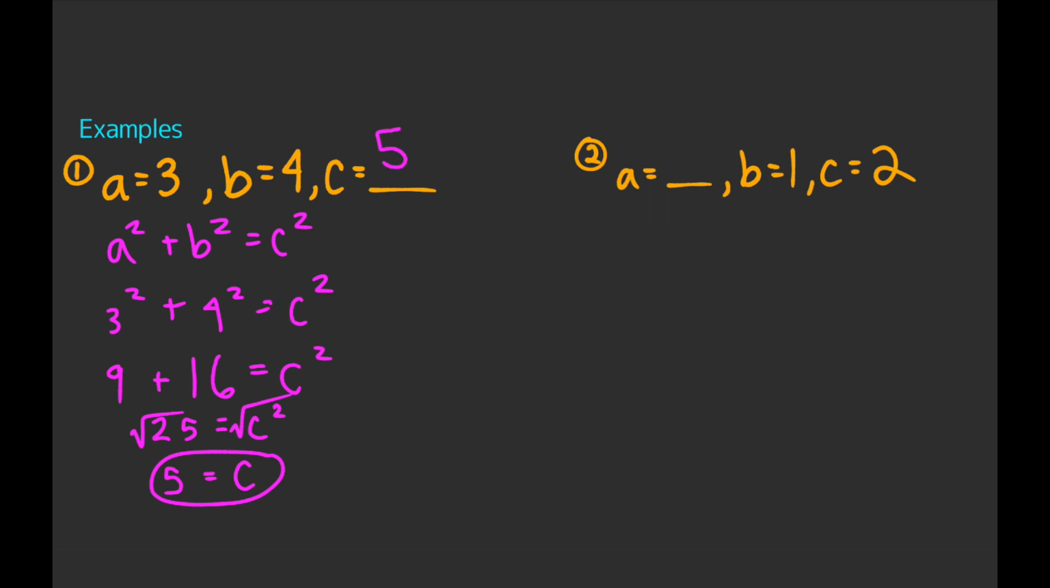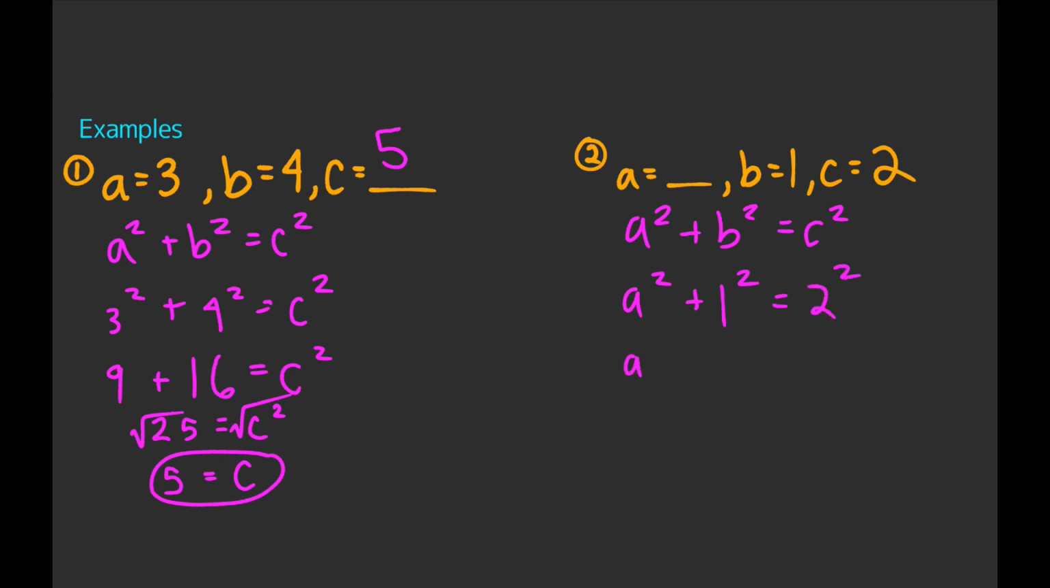So on to example number 2. We have b equals 1, c equals 2, and we have to find the value of a. So let me write out the Pythagorean theorem. A squared plus b squared equals c squared. And now I'm going to plug in the values for b and c. So we have a squared plus 1 squared equals 2 squared.